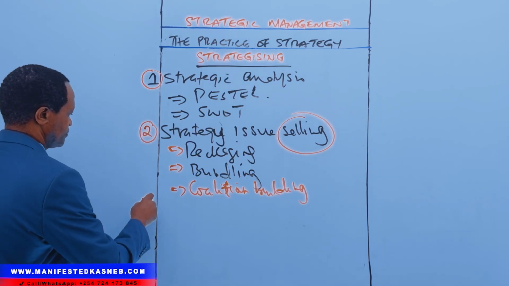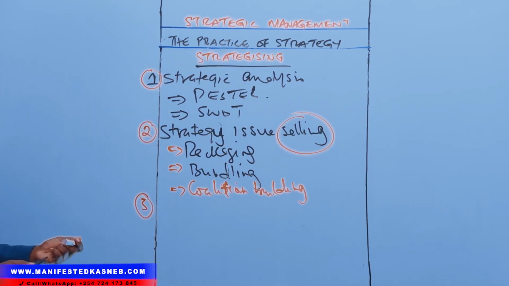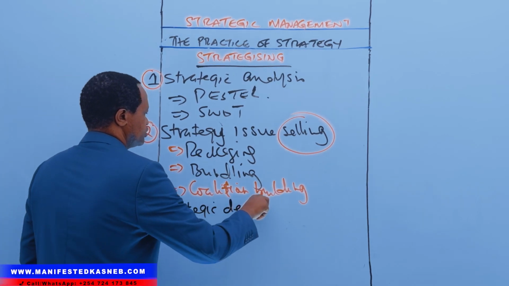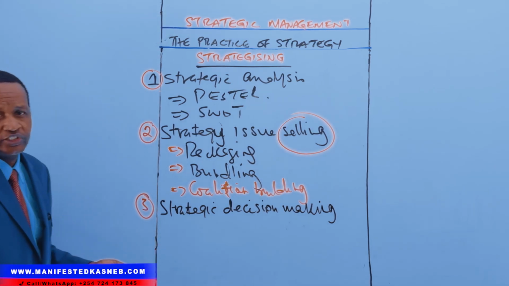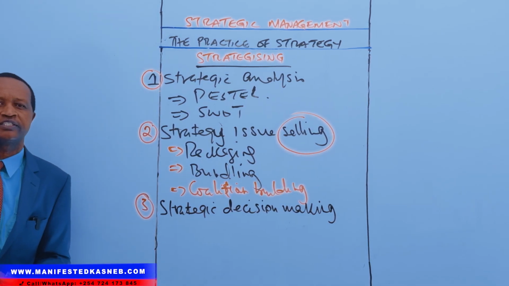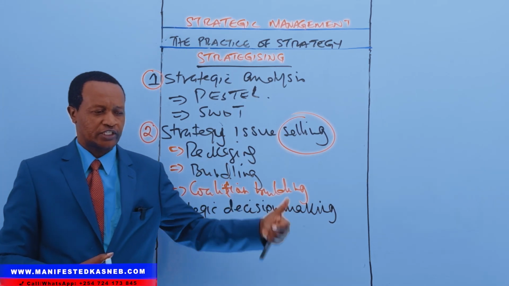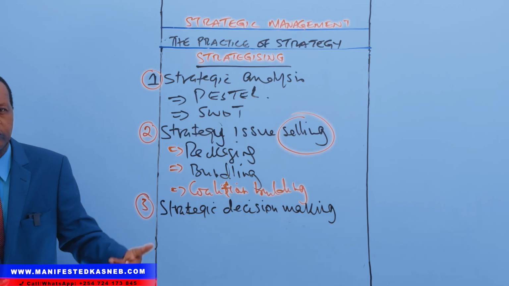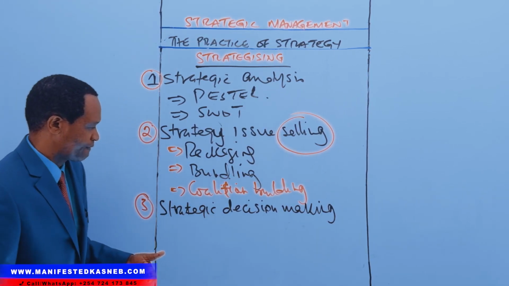Three, there is what we call strategic decision making. This is the formal act of committing resources to a specific course of action. It is often less rational than what textbooks suggest.